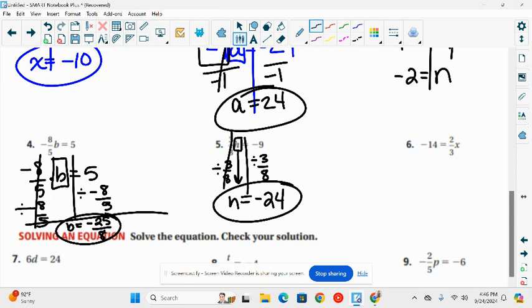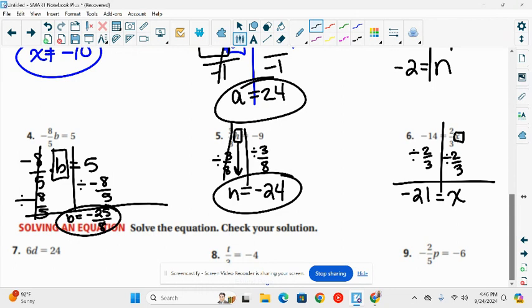And for number 6, I chopped it, boxed it. I'm going to do the opposite, so I'm going to divide by 2/3 on both sides. So negative 14 divided by 2/3 gives me negative 21 equals x. Okay?